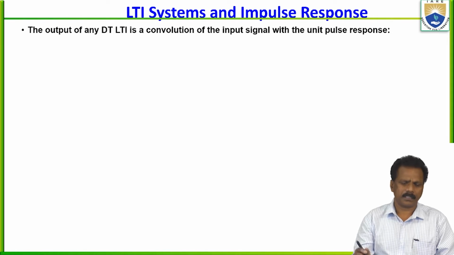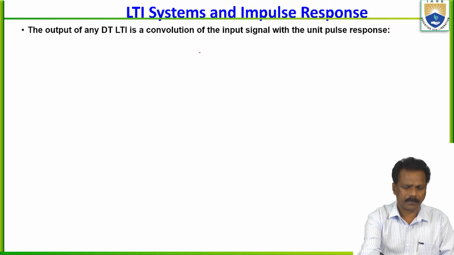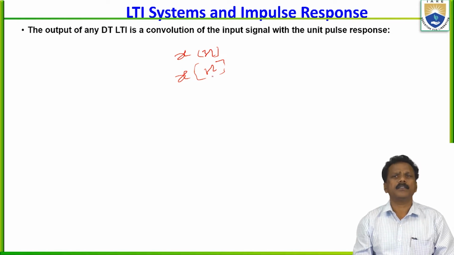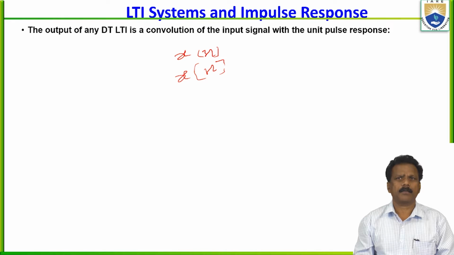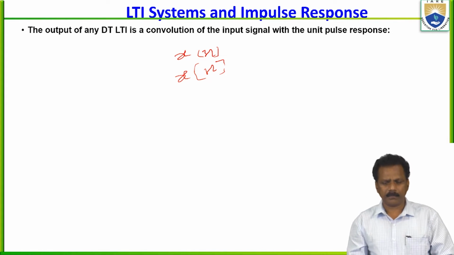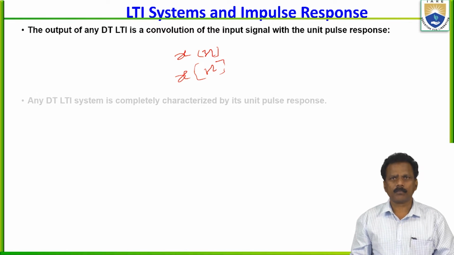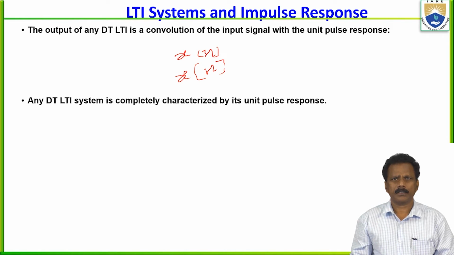The response in terms of x of n, with discrete time and continuous time signals. For an LTI system, the output is the convolution of the input signal with the unit impulse response. So any DT LTI system is completely characterized by its unit pulse response.